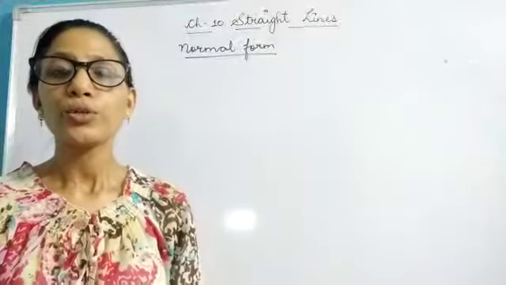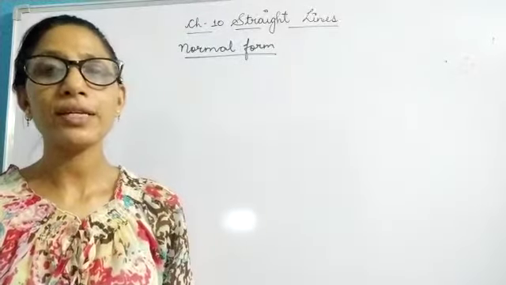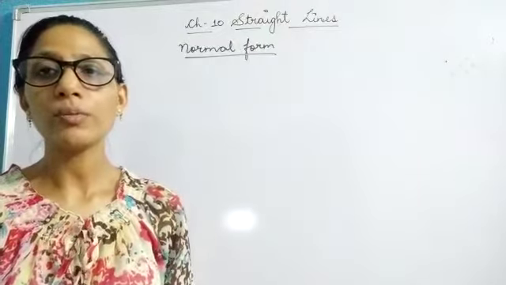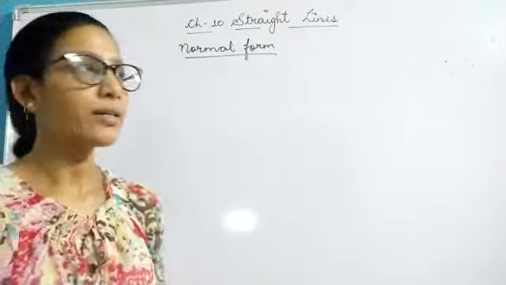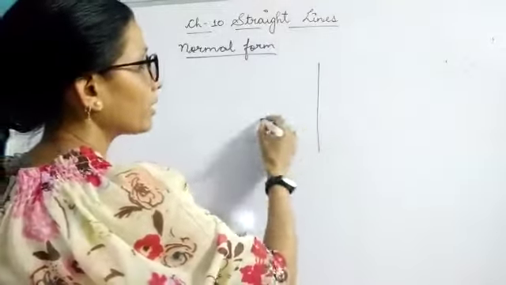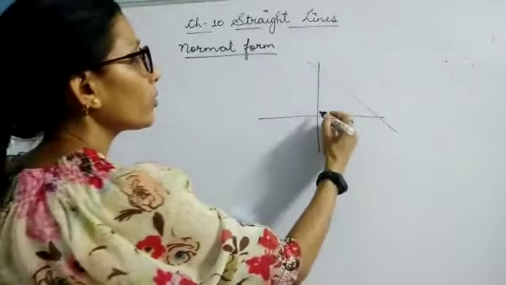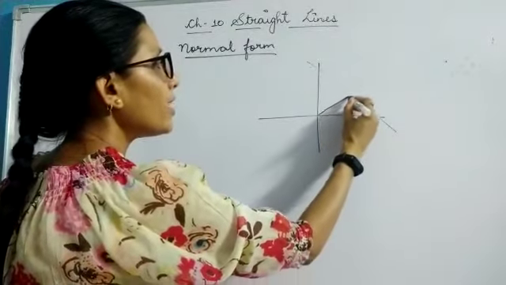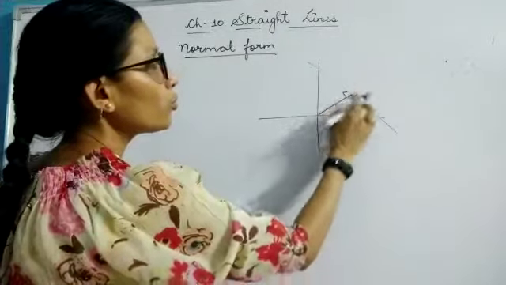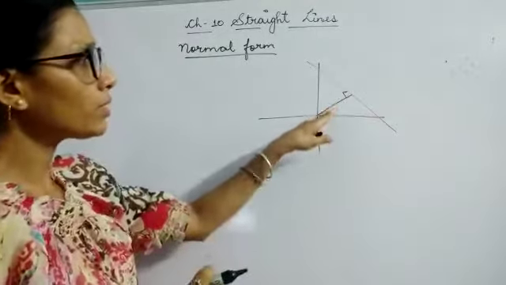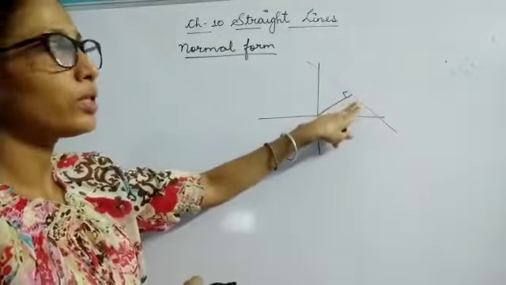Back, children. Today we are going to discuss a very important topic, that is normal. Let's define normal with the help of a diagram. Let's suppose this is my Cartesian plane and I have a line in it. Now, the perpendicular length from origin to this line is your normal. That means normal is a line which is perpendicular to the given line.